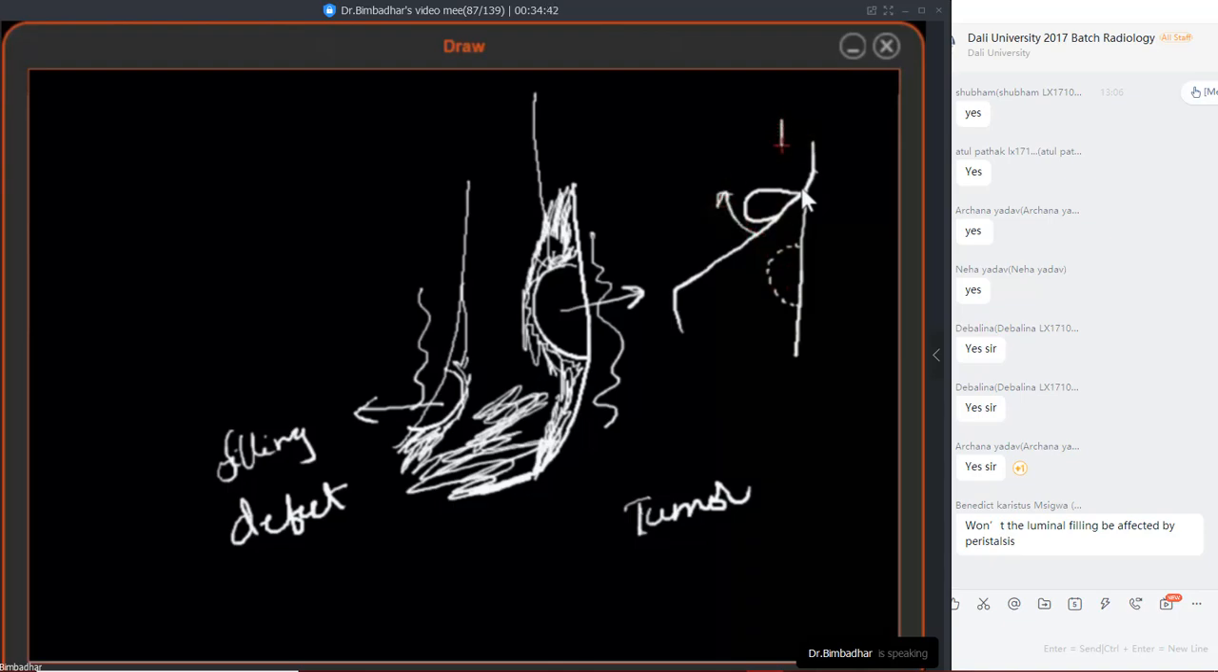But still, the filling defect, even with the barium coming down from here. So the size may vary. The location may vary depending on the peristaltic movement, but the defect stays. So even by this I came to understand that yes, this is a tumor, but it is not something else. Did you understand? Yes, Benedict?